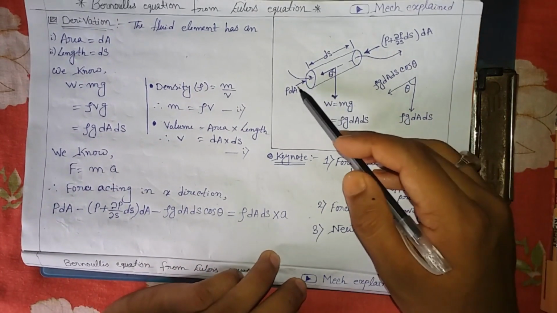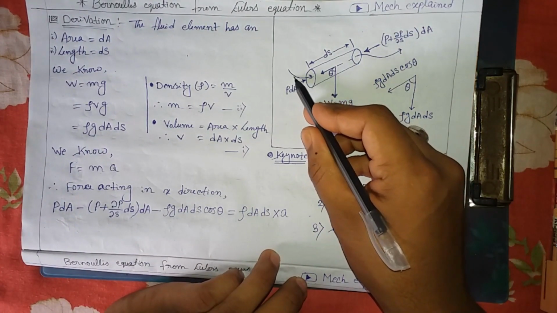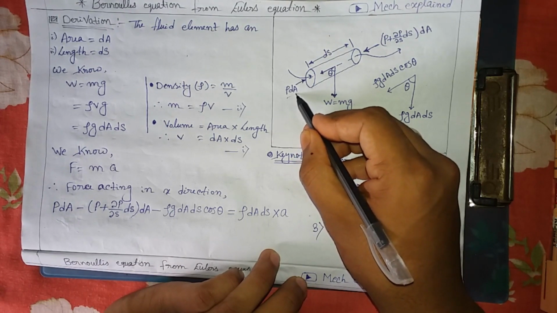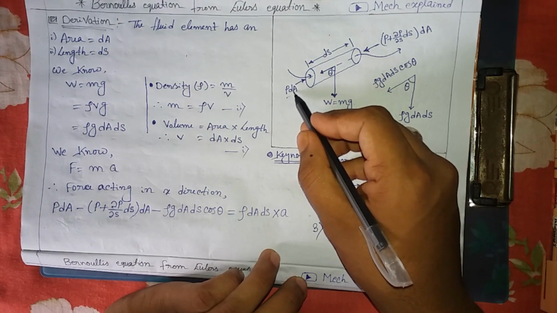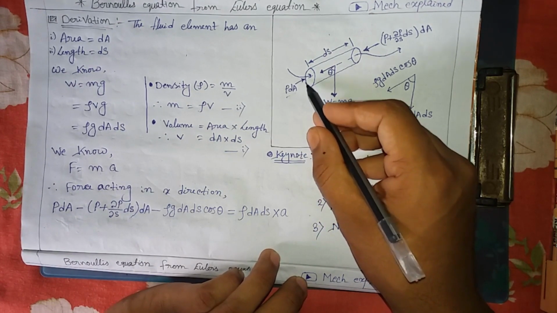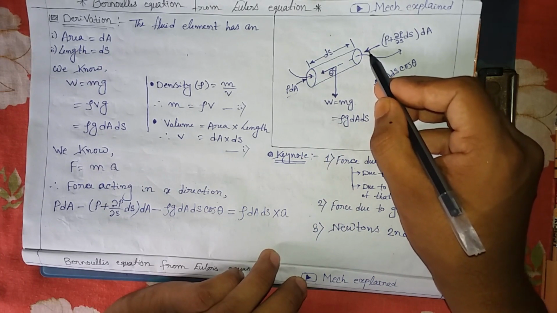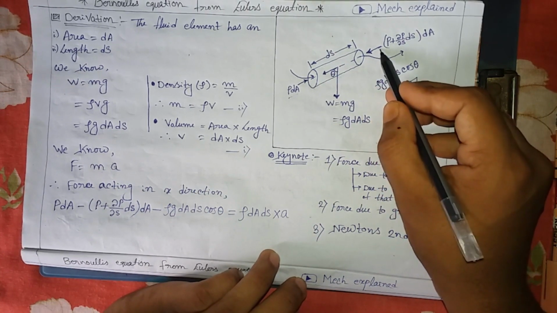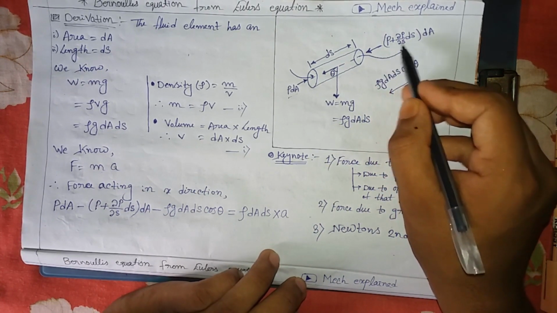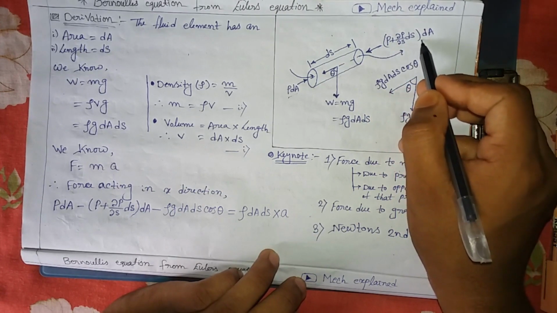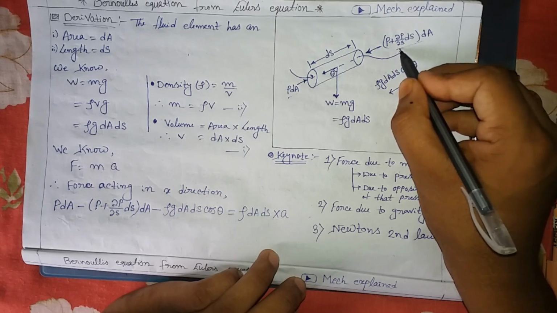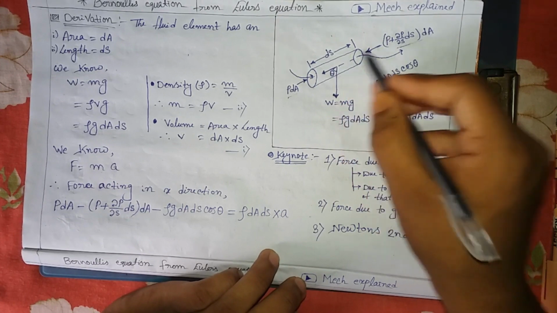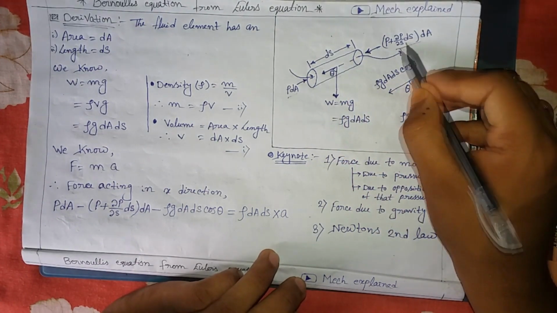In this fluid element, because the fluid is flowing from this side, there will be a pressure force in the inlet direction. Force equals pressure into area, right? So the inlet force is in this direction. We know the force at the outlet will be in the opposite direction, and it will be P plus del P by del S into ds into dA. That means here pressure is changing with respect to length. In this fluid element, the length is ds, so pressure is changing with respect to length.